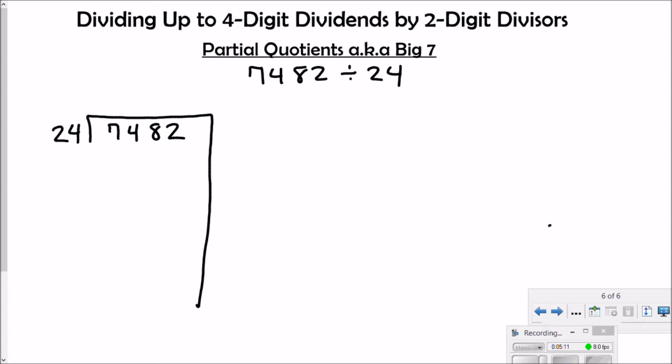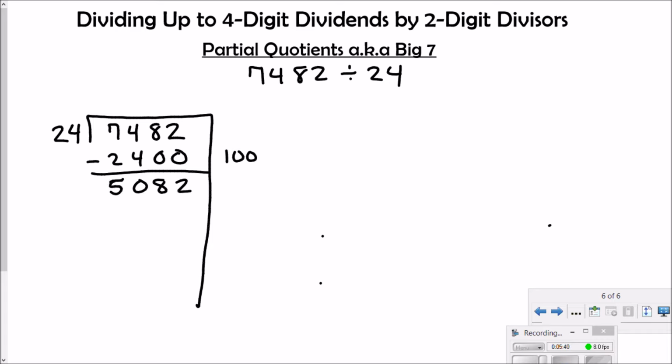So let's just say I don't know how many times 24 goes into 74. I do know that I'm dealing with the hundreds place, so it will be a number in the hundreds. So I'm just going to start with 100. So 24 times 100 is 2,400. And what I'm going to do is just subtract 2,400 from 7,482.